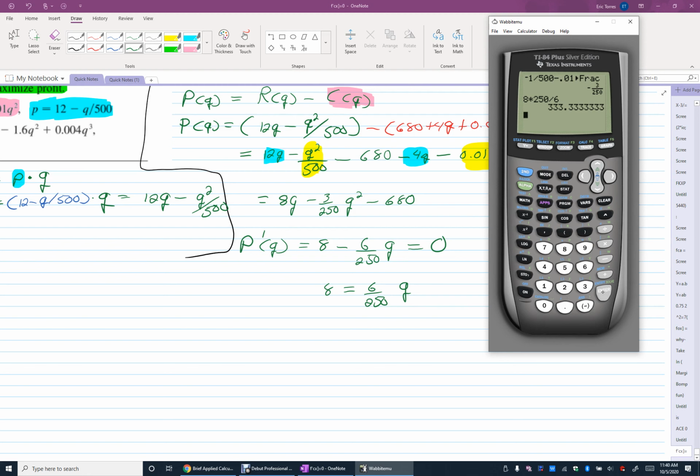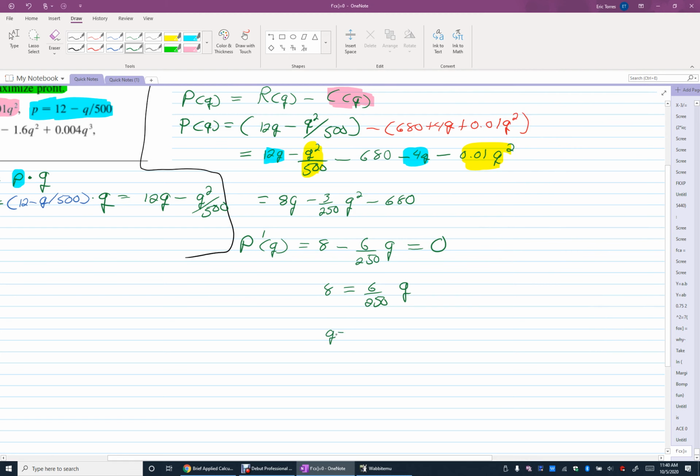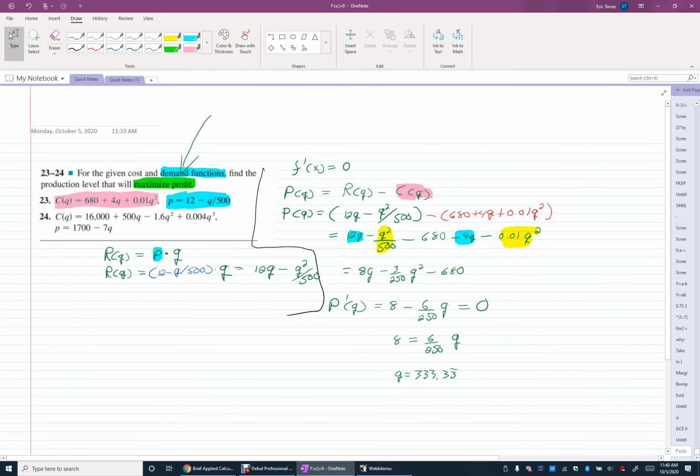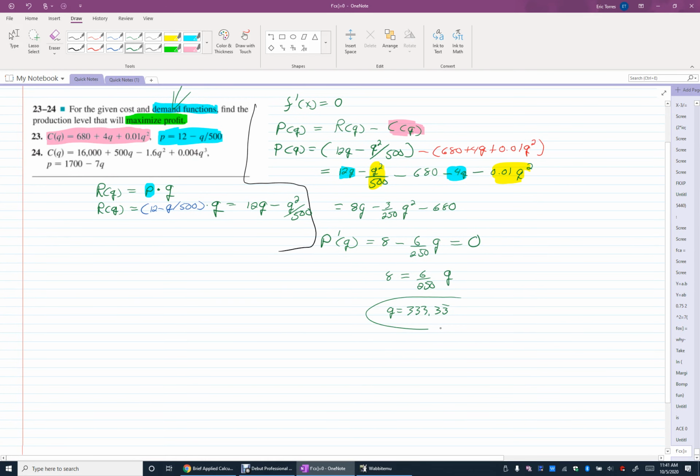333.33, 0.33 repeating. And that finds the production level that will maximize my profit. This is a production level, a Q, because it needs to be a quantity, of 333.33. Probably want to round it to the nearest unit. It depends on the actual question on the computer. I'll round it appropriately. But that's what will produce the largest profit possible.